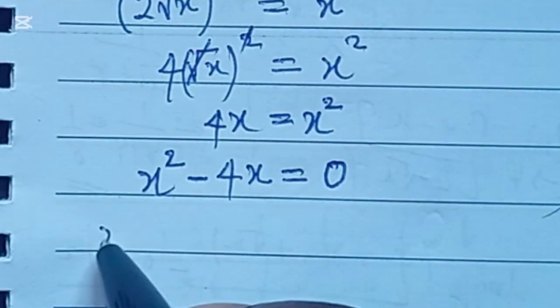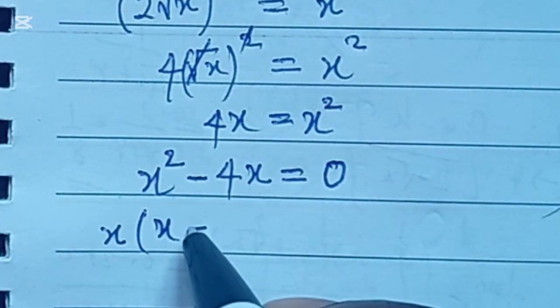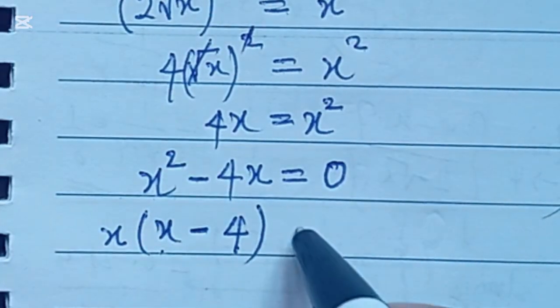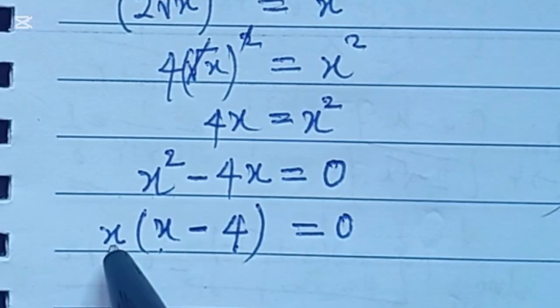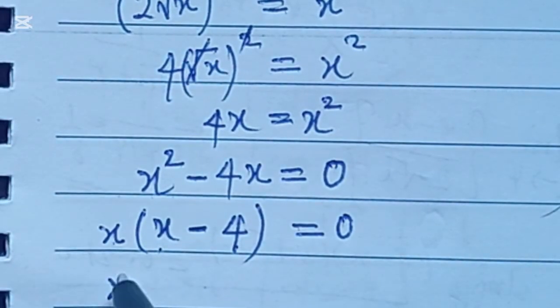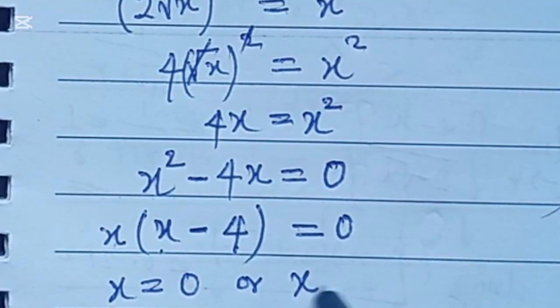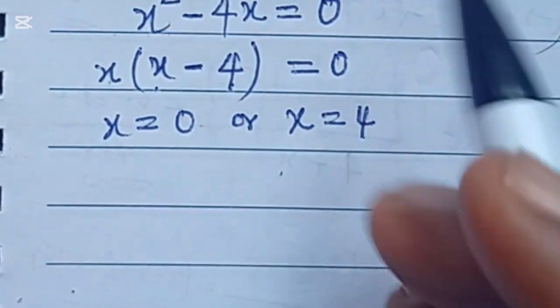So we can easily factorize x from this equation, and we have x times x minus 4 is equal to 0. Okay, when you divide through by x, you get x minus 4 is equal to 0. So this equation simply tells us that we can equate x to 0, and the second solution is x is equal to 4. So both of these solutions are solutions to this equation.